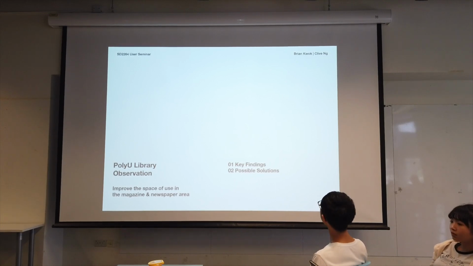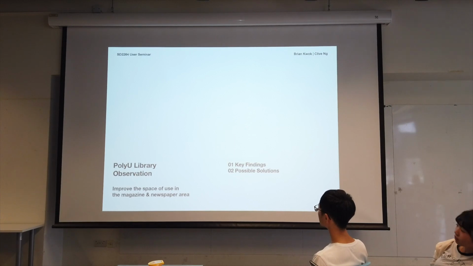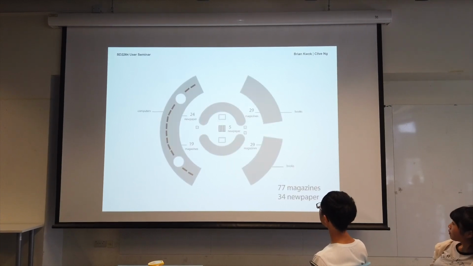Hi, so for our group, we're doing observation in Hallviews Library for the magazine and newspaper area. So there are some findings for our observation. For the magazine area, it's actually two circular areas. The outer circle is bookshelves. At the left corner, there are computers and stuff. The outer circle is for books, and the inner circle is for magazines and newspapers.